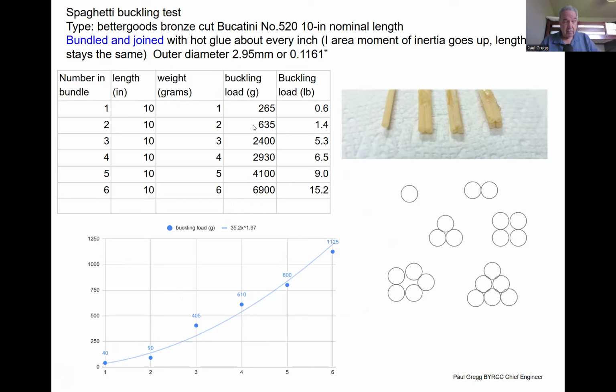If I know one particular column or diagonal is going to have a lot of compression load on it, then I should bundle it up and make those double or triple. It's interesting because tripling it makes the area moment of inertia go up more than doubling it. If you can envision, the resistance to bending is better when you finally get into a 3 and 4 and 5 and 6.